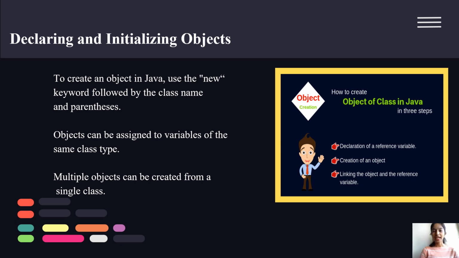Declaring and initializing objects. To create an object in Java, use the new keyword followed by the class name and parentheses. An object can be assigned to a variable of the same class type. Multiple objects can be created from a single class.